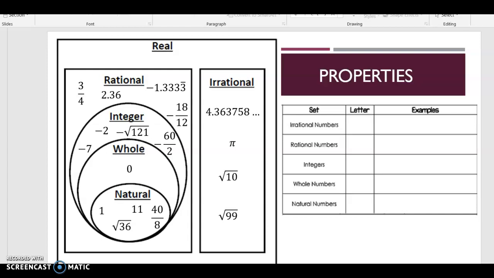Before I let them go, I just made sure that they understood the fact that natural is completely inside of whole. So every natural number is also a whole number. I also made sure they understood the fact that rational and irrational are separate, meaning there's no overlapping. I then had them discuss in their groups, what do each word mean? And then I gave them a sheet, a handout, where they had to come up with their own examples.